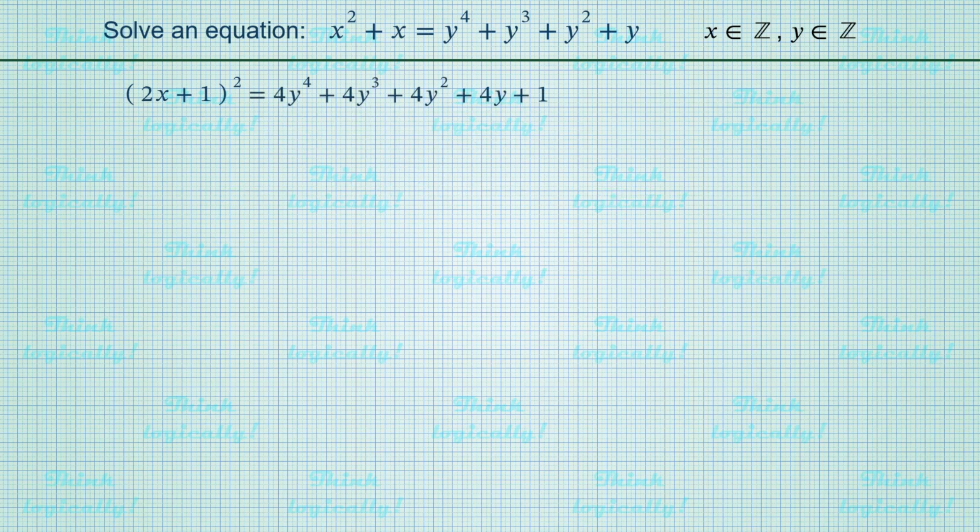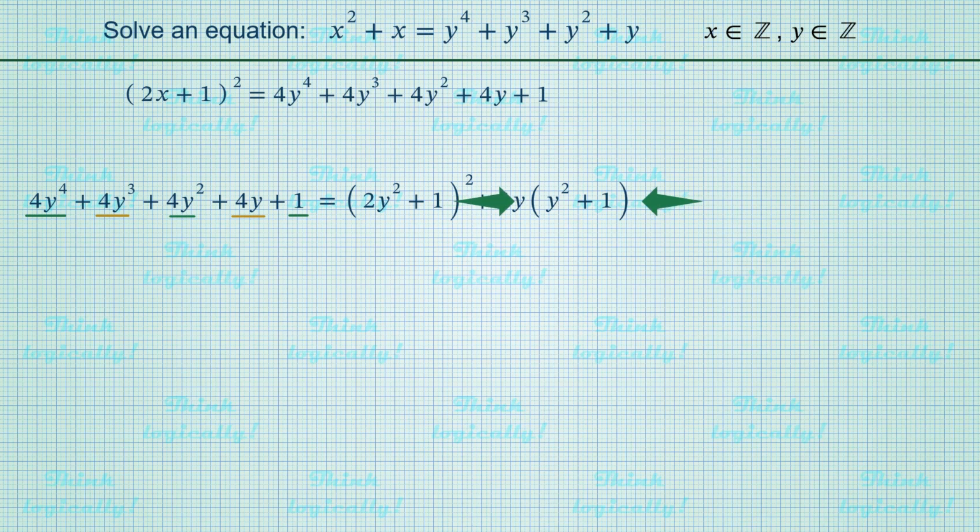Now let's explore the right-hand side. The first impression is grouping the terms with even degrees of y. They give 2y squared plus 1 all squared, while for the remaining two terms we get 4y times y squared plus 1. A perfect square is really what we need, however, since y squared plus 1 is always positive, the second term has only one root, y equals 0.